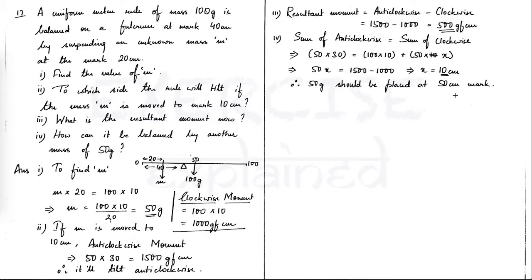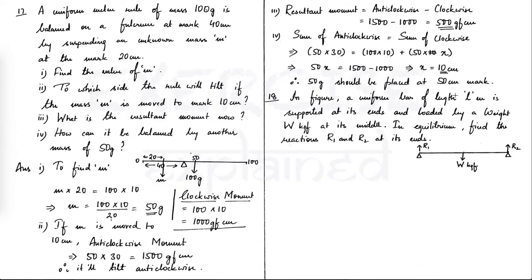Now coming to the last question for this exercise. In the figure, a uniform bar of length L meter is supported at its ends and loaded by a weight W kgf at its middle. So at the middle there is a weight W kgf. The entire length is L. In equilibrium, find the reactions R1 and R2 at its ends.